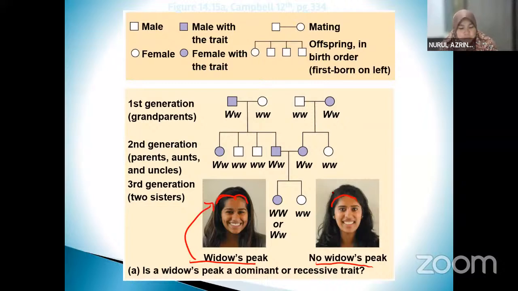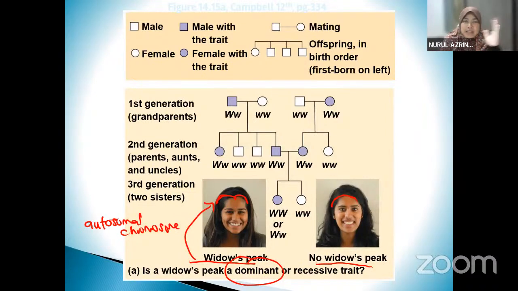So this widow's peak is carried by a dominant allele, and it is carried by an autosomal chromosome. Maknanya apa? Maknanya this gene ada pada kromosom antara 1 sampai 22 tu. Mereka tak ingat kromosom yang nombor mana, tapi dia adalah kromosom selain daripada kromosom seks.